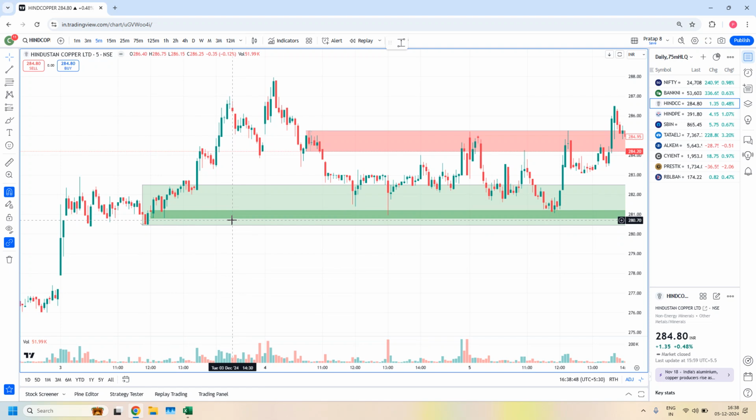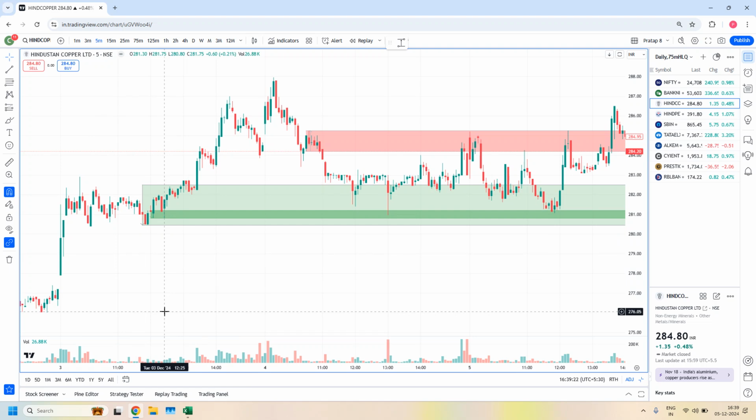What is the difference? The difference is the daily or 75 minutes HLQ zone strategy you learned in lesson 21, that is having 80% success rate. But if you take directly on this 5 minute zone, which is not part of the high liquidity zones, they will also give you multiple trade opportunities, but you can't expect 80% success rate. Maybe you may get 60% or 65% success rate.